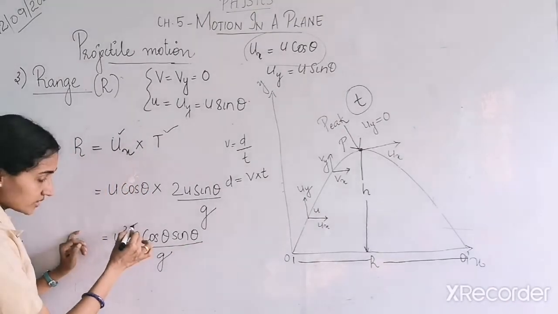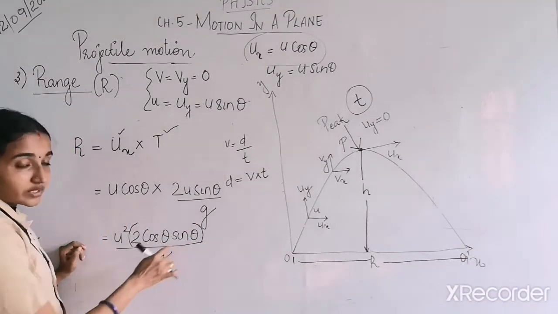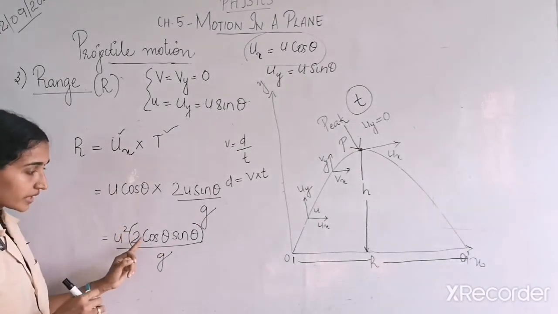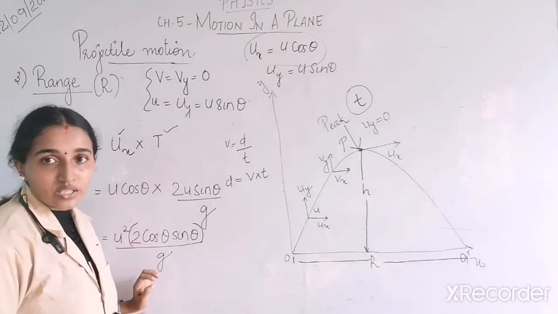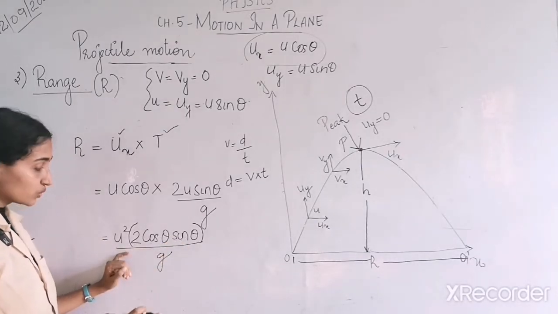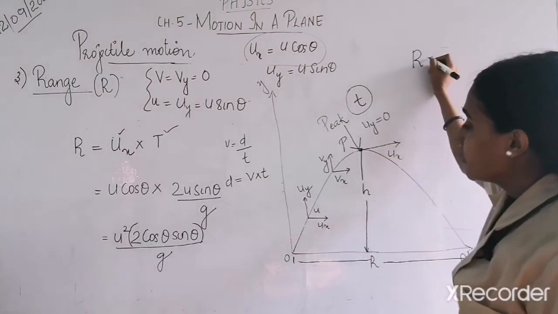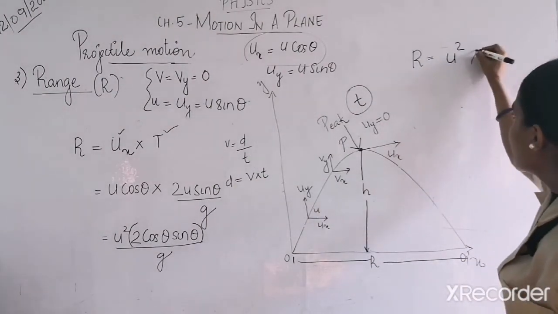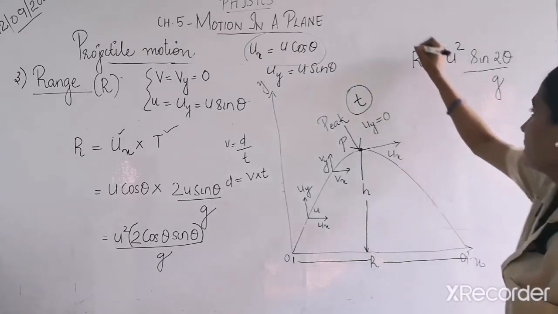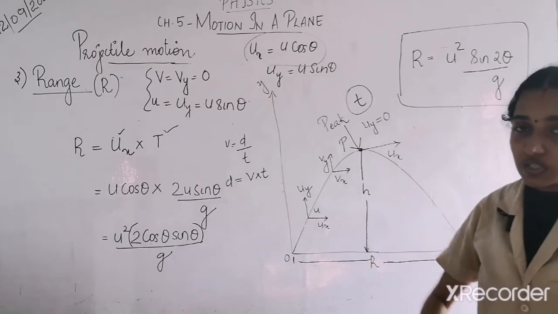Okay. Now when you consider this, do you feel any familiarity for this part alone? 2 cos theta sin theta. Any trigonometric relation you remember? See, this is the expansion for sin 2 theta. Yes or no? This is the expansion for sin 2 theta. So how can you rearrange and write this? Range R will be equal to u square into sin 2 theta upon g. Now this is the equation for your range of a projectile.